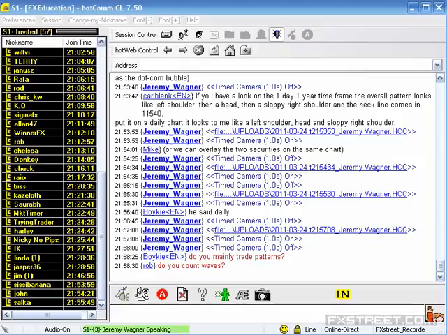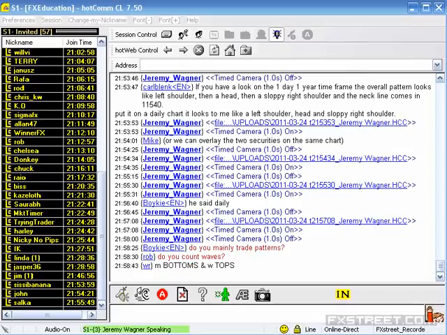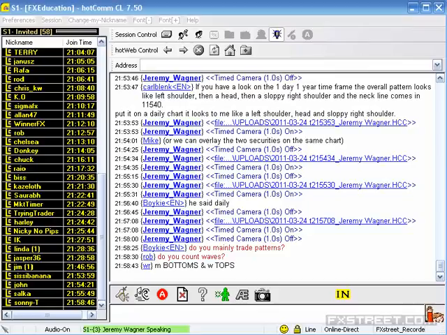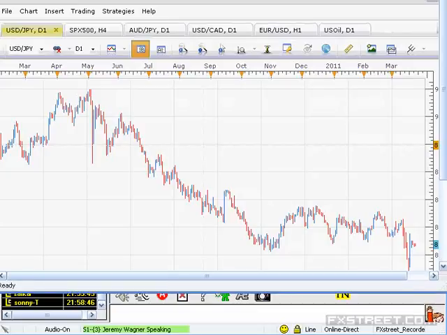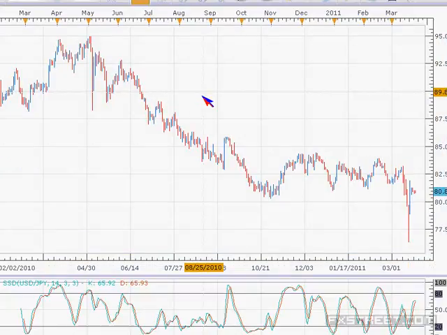Rob says, do I count waves? I do incorporate Elliott wave into the patterns that I look at, and I look for Elliott wave to match up with the patterns. So the first one I want to share with you is the dollar yen. Okay, here's the dollar yen daily chart.